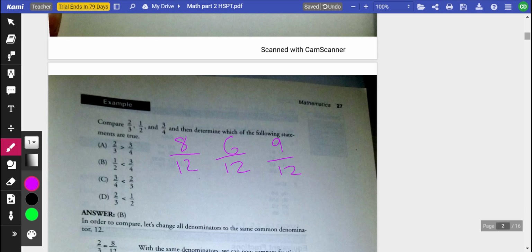So looking at this, is 2/3 greater than 3/4? Is 8/12 greater than 9/12? Nope, you're not correct. Is 6/12 less than 9/12? Yes, it is. So this one's correct.